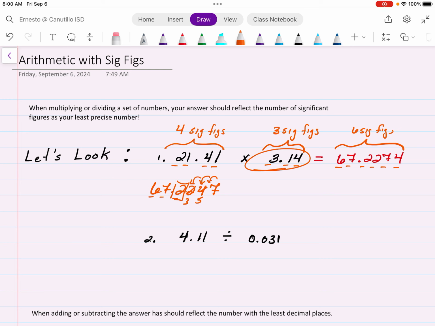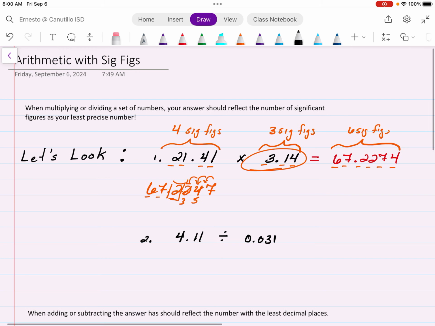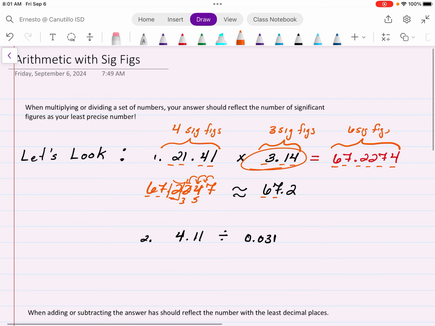I think that's what my kids learned in school. Because that 3 is not enough to round up the 2, my answer becomes 67.2. Now my answer is sitting at 3 significant figures, and I rounded correctly. So here we've taken this long number from the calculator and successfully rounded it down to 3 significant figures. This would be the correct answer to 3 sig figs.